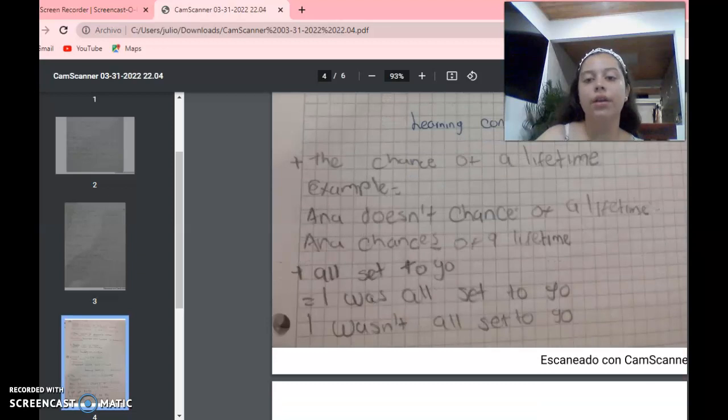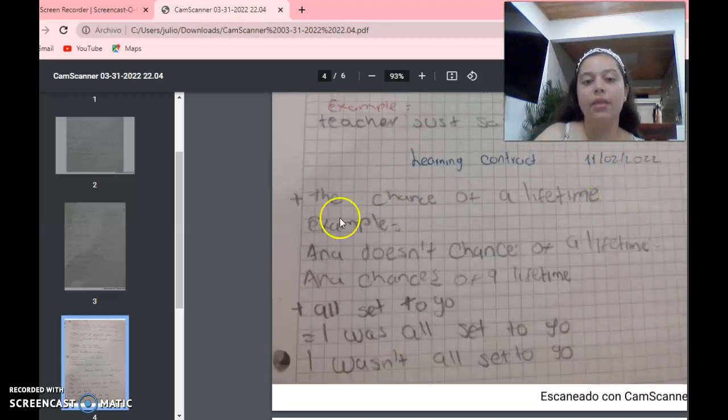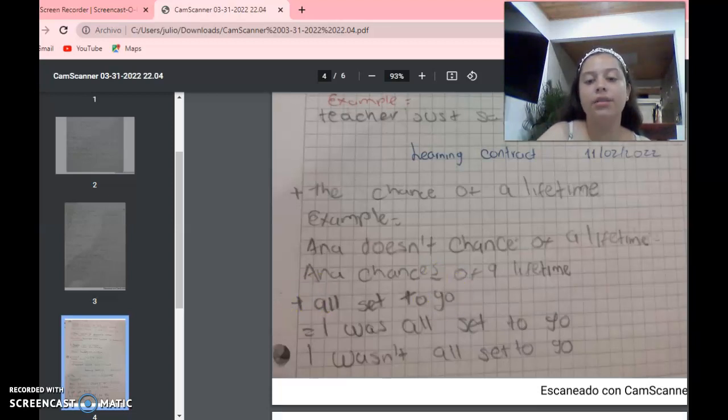The learning contract is the chance of a lifetime. Example: Anna doesn't have the chance of a lifetime. Anna chases a great example because it is the third person. All set to go.